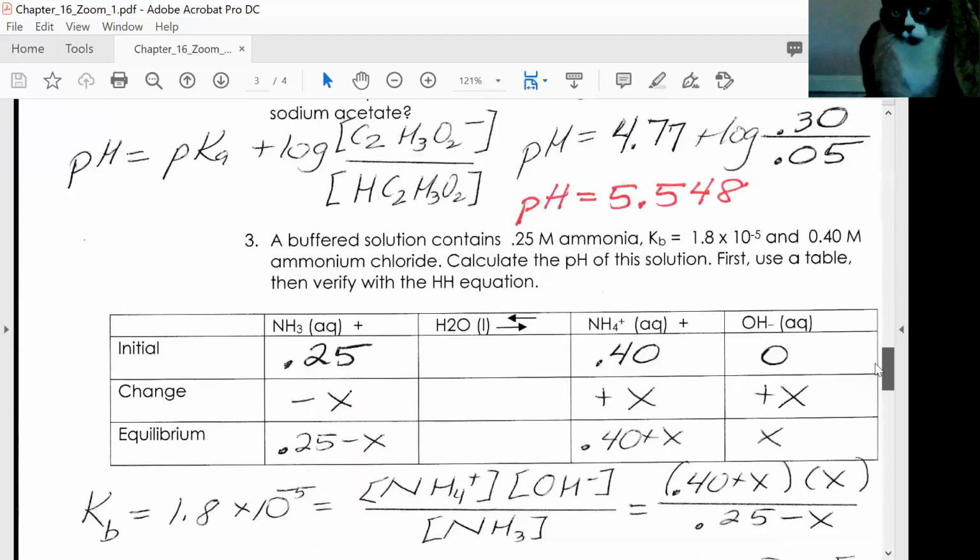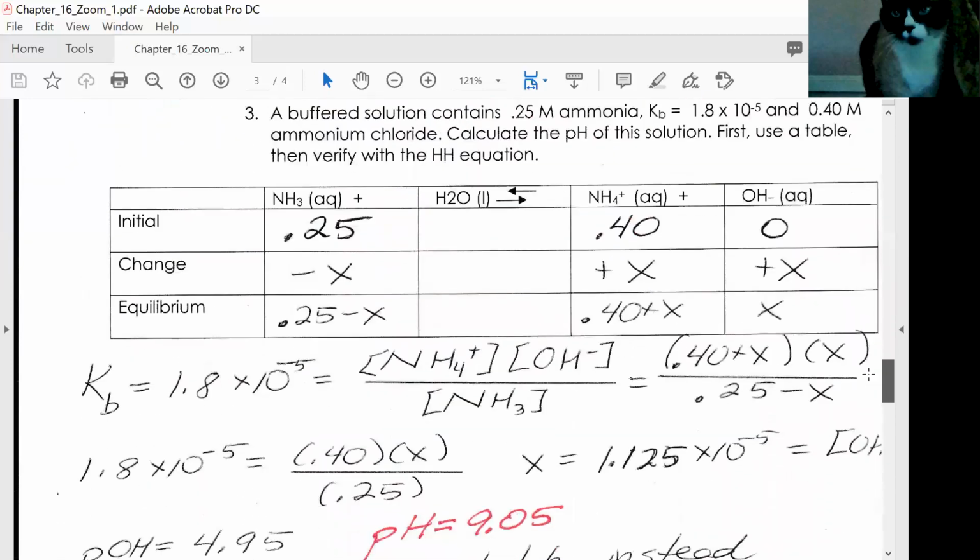Okay, so let's look at a problem. Above, our solution contains 0.25 molar ammonia. It has a Kb of 1.8 times 10 to the minus 5 and 0.40 molar ammonium chloride. Calculate the pH of this solution. First, use a table, then verify with the HH equation. So ammonia is a weak base. The lone pair on the ammonia is going to grab one of the hydrogens, and that will give you the ammonium ion.